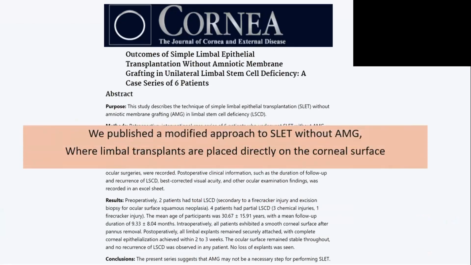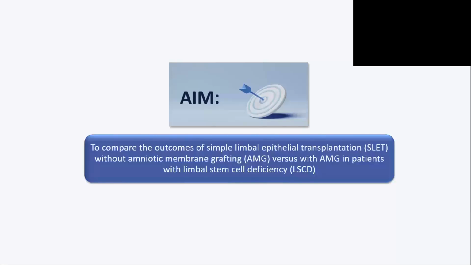So we had published a modified approach to SLET where we did not use AMG, and the limbal transplants were placed directly on the corneal surface. This brings us to the aim of today's paper, that is to compare the outcomes of SLET without AMG versus with AMG in patients of limbal LSCD.